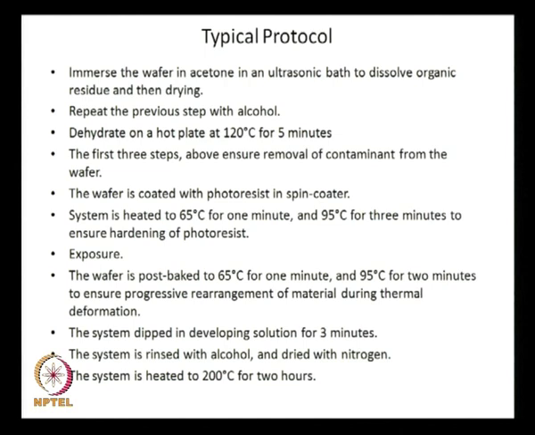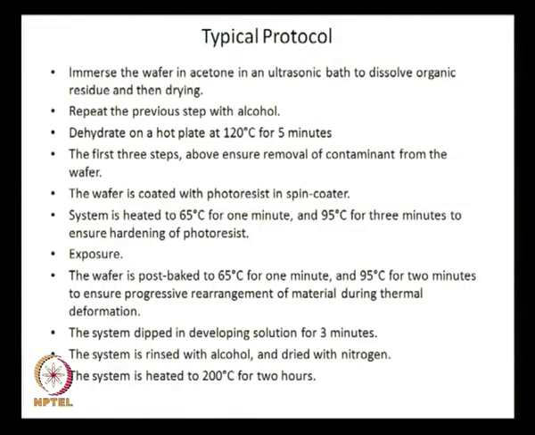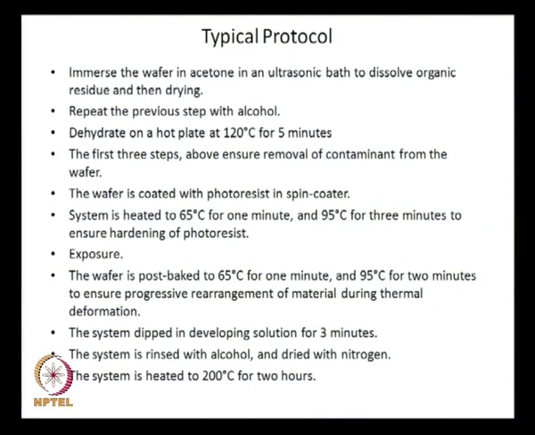Next, the wafer is coated with photoresist in the spin coater, and I have already described how the spin coating works. Once the spin coating is done, the system is heated to 65 degree centigrade for 1 minute and 95 degree centigrade for 3 minutes to ensure hardening of the photoresist. The photoresist has formed an equilibrium thickness because it cannot flow anymore. That does not mean that it has hardened. You may say that if I leave it on the table, it will harden. However, it would harden only to some extent, maybe to the extent you want for your purpose, but the properties still continue to change.